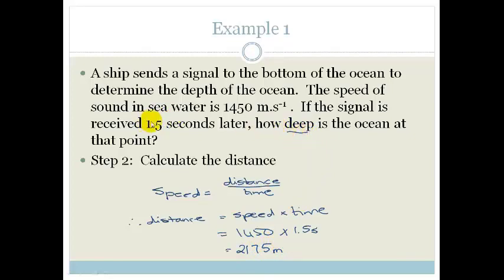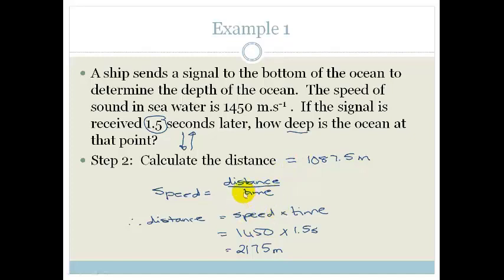No, because that was the time it took to get both down to the bottom of the ocean and both back up. So what we've done is we found double the distance. So what we now need to do is divide this answer by 2, and the actual distance is 1,087.5 meters. That's how deep the ocean was at this point in time.